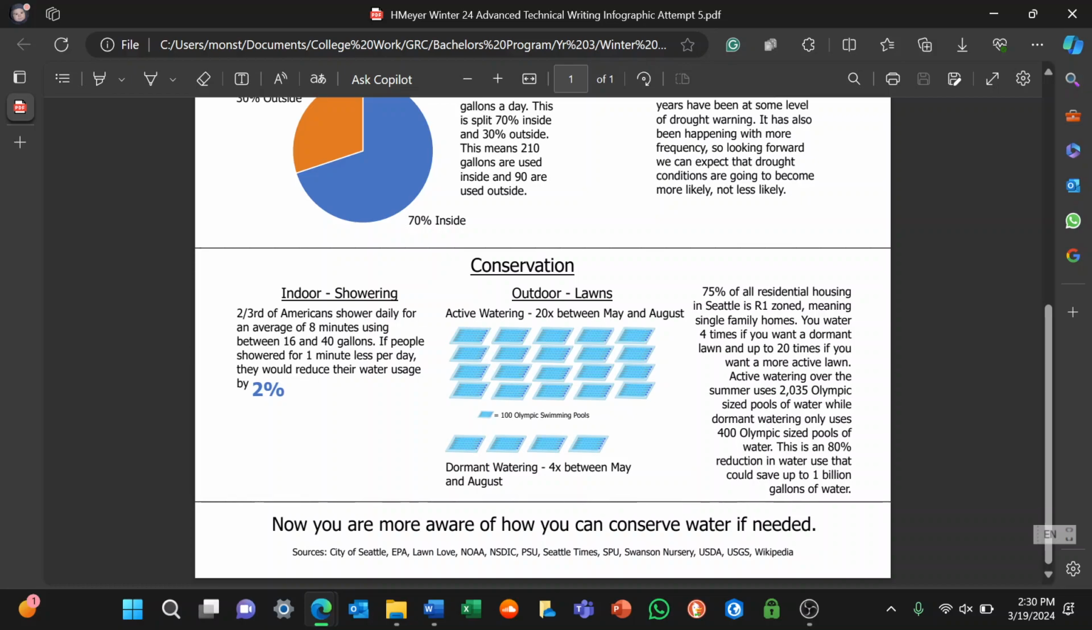Going on to my conclusion, I just wanted something simple. Now you're more aware of how you can conserve water if needed. I added my sources at the bottom.